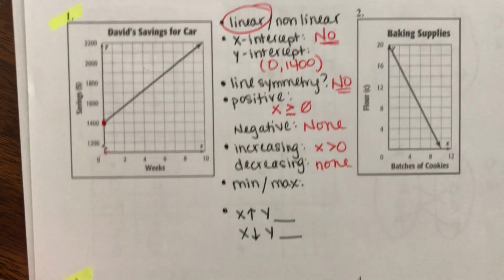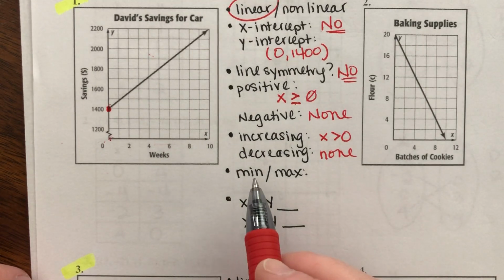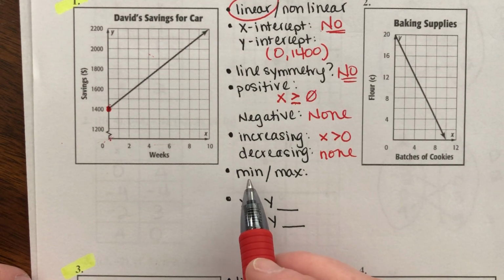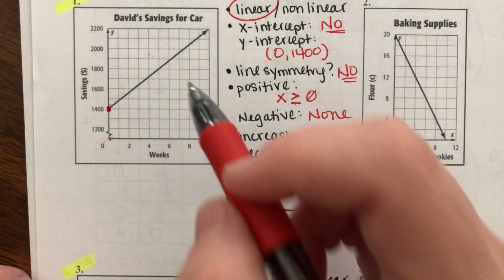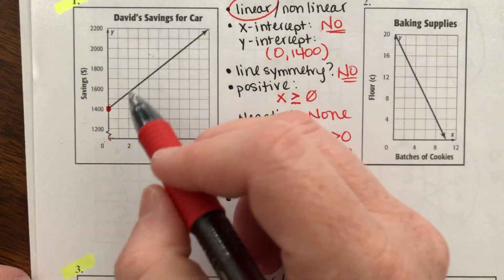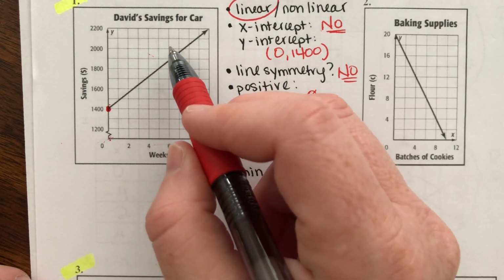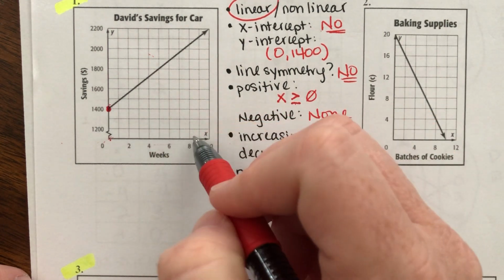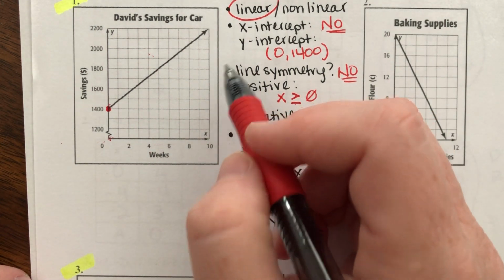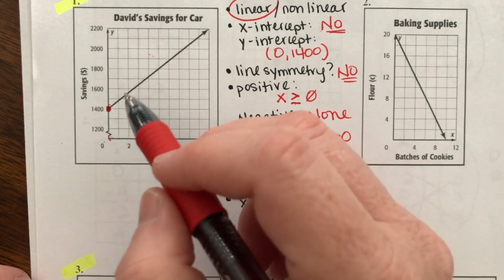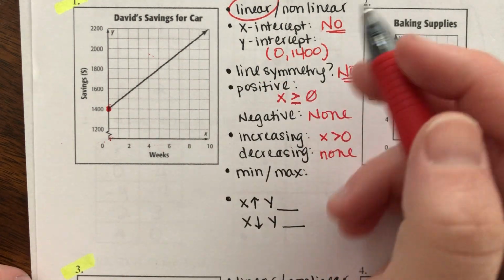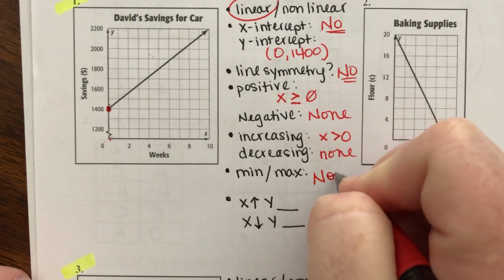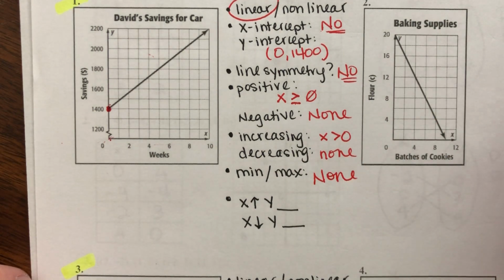All right, then we have minimums and maximums. These only occur, the relative extrema, the relative minimum, relative maximum, when our graph changes direction. So if it was increasing and then it decreased, or if it was decreasing and it increased, then we would have a relative minimum or maximum. Here it doesn't change direction, so there is no minimum or maximum. Only when we change direction.